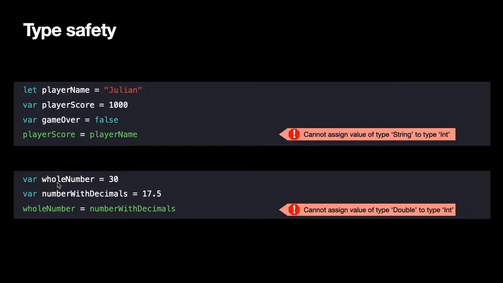Here's another example. We have whole number, which is of type Int, and we have a number with decimals, which is inferred to be a Double. And then we try to take the double and assign it to the integer.